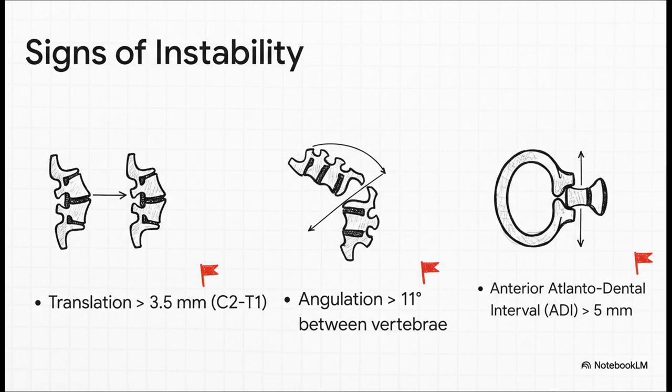These are the hard numbers from the radiology report that you have to look for. Seriously, treat this like a flashcard for your exam. If you see more than 3.5 millimeters of translation, over 11 degrees of angulation, or an ADI bigger than 5 millimeters, those are massive red flags.